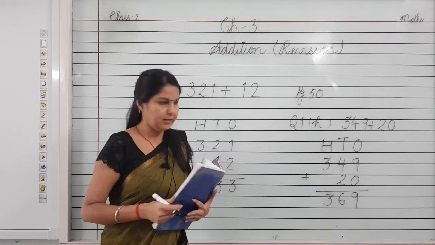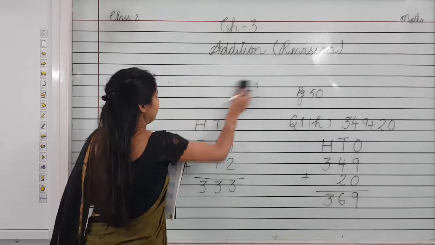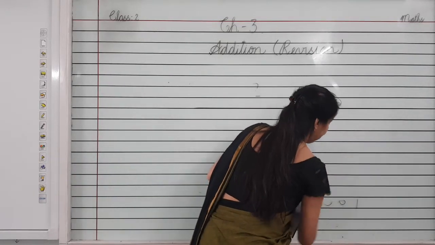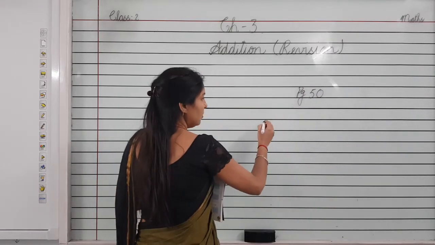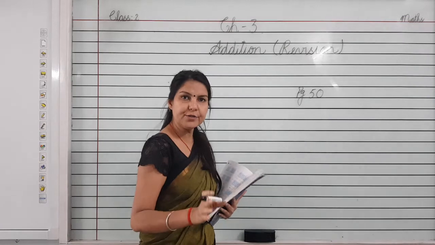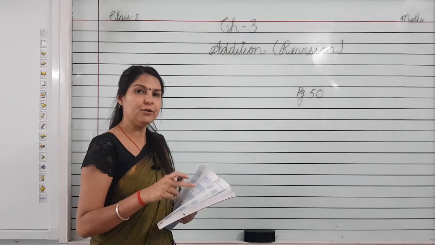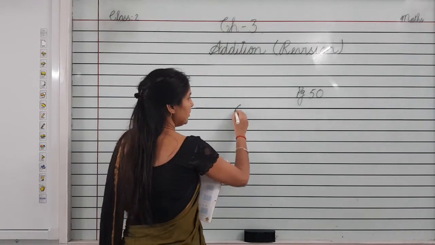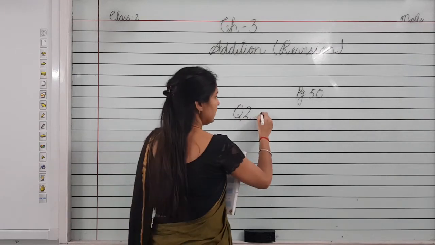Now let us see the second question of this chapter. It is also on page number 50. Now what you have to do? You have to add the numbers in horizontal form. Horizontal form में आपको add करना है. So how you will add in horizontal form? Let's see here. Page number 50. Question number 2. Let's see A part of this.